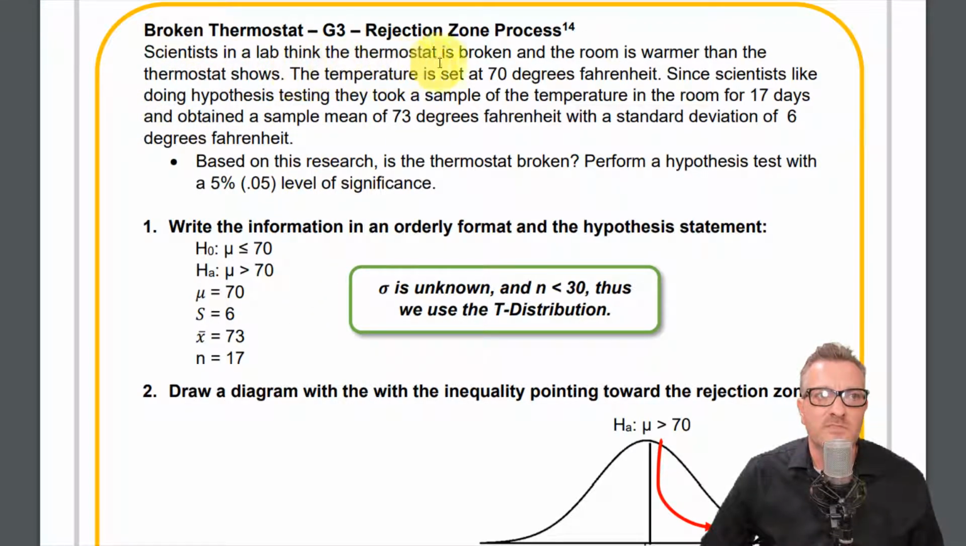Scientists in a lab think the thermostat is broken and the room is warmer than the thermostat shows. So right here, I'm giving you the greater than cue. The temperature is set at 70 degrees Fahrenheit. Since scientists like doing hypothesis testing, they took a sample of the temperature in the room for 17 days and obtained a sample mean of 73 degrees Fahrenheit with a standard deviation of 6 degrees Fahrenheit. Based on this research, is the thermostat broken? Perform a hypothesis test with a 5% level of significance. So in this one, they believe that in actuality it is warmer.